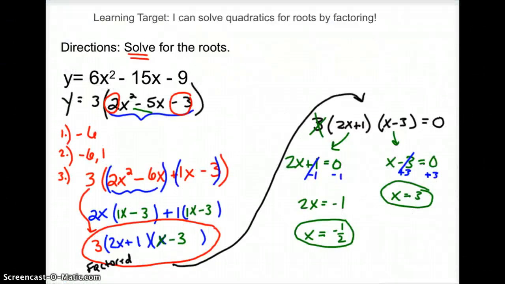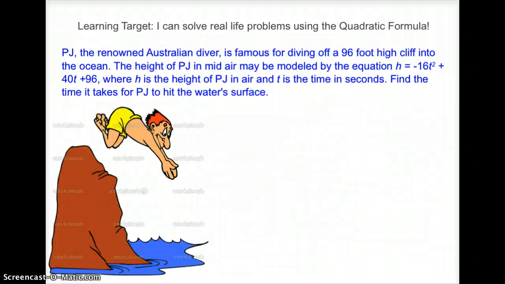All right, one last thing I want to show you in this video is making connections with word problems. We've got this guy PJ. He's a renowned Australian diver, famous for diving off a 96-foot high cliff into the ocean. The height of PJ in midair may be modeled by this equation, where h is the height of PJ in air and t is the time in seconds. Find the time it takes for PJ to hit the water's surface.